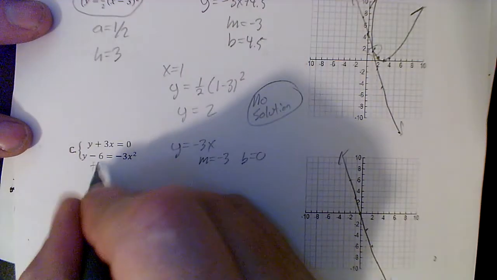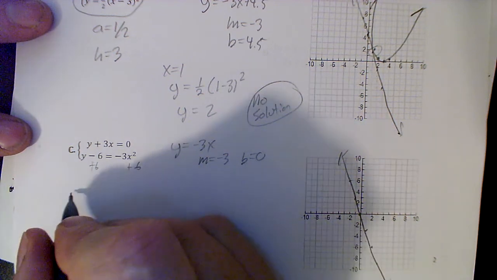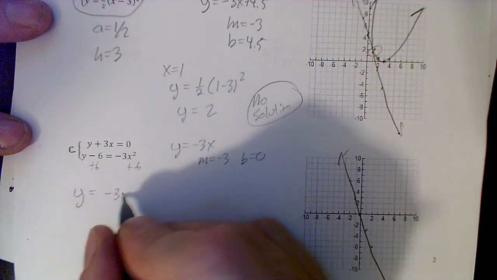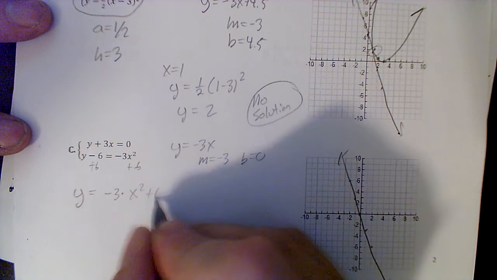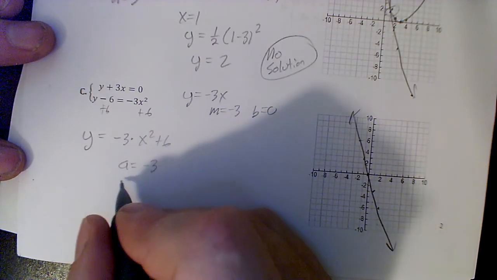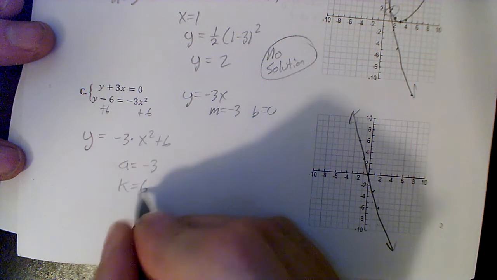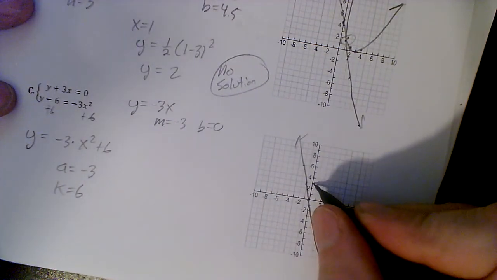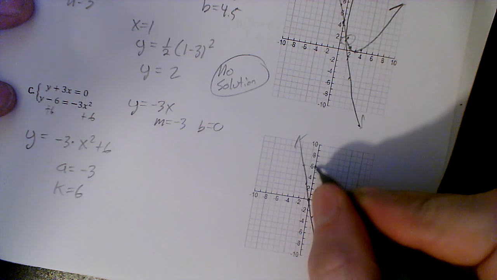Let's check this guy out right here. We add 6, plus 6, and I get y equals negative 3 times x squared plus 6. In this case, my a value is negative 3. My k value is plus 6. This just means go up 6. So 1, 2, 3, 4, 5, 6.